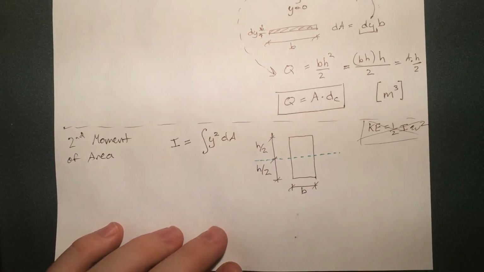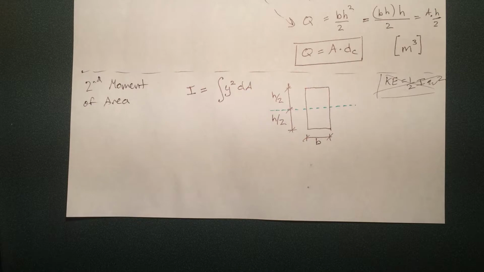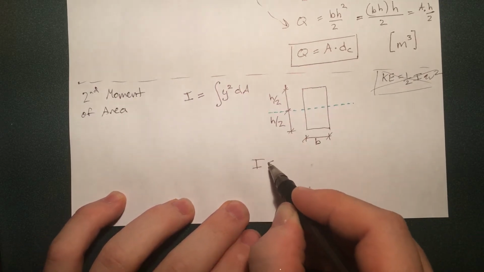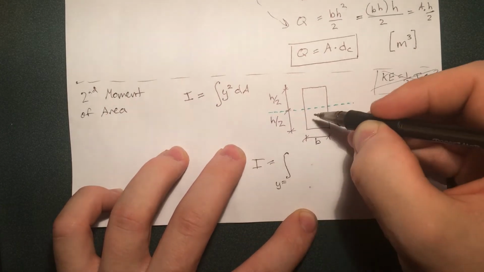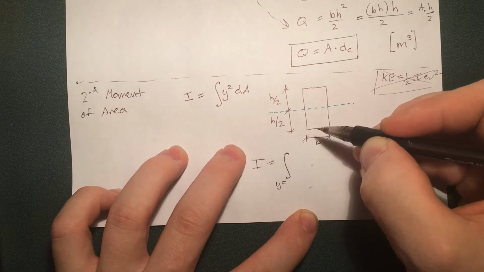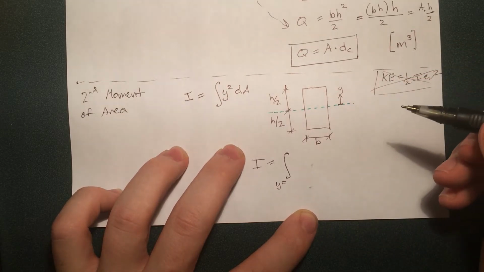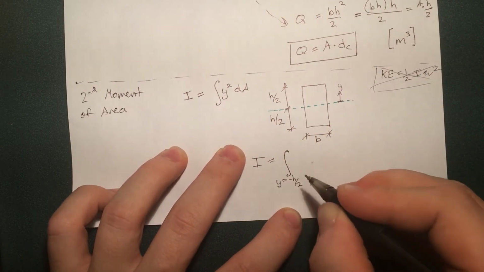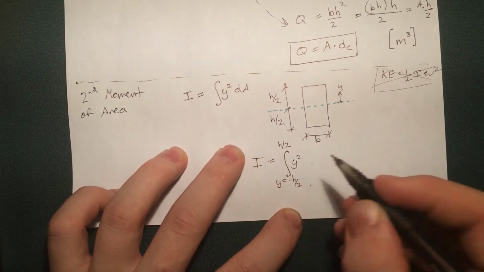Alright, so same dimensions as before. Just a height and a base. Okay, so the moment of inertia of this piece is going to be defined as the integral of all these pieces. So from y equals, measured from this axis, well, we're going from negative h by 2 up to positive h by 2, because y is measured like this. And then y squared dA.